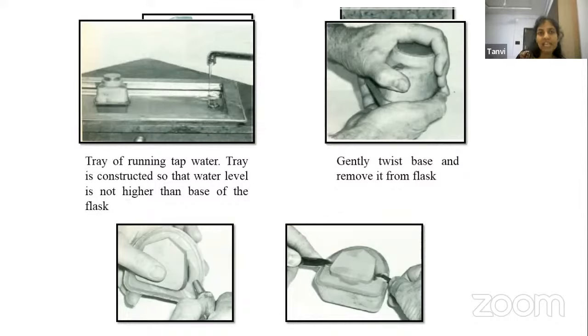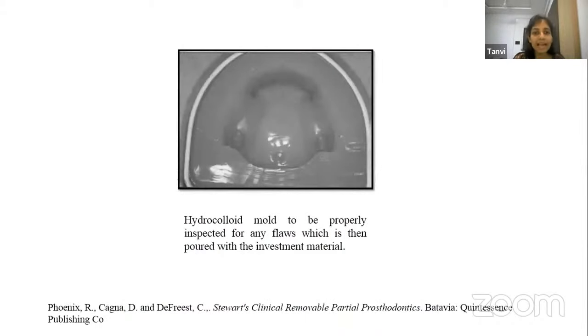After the sol has been converted to gel, to get the mold, gently use the base and remove it from the flask. Air can be projected inside to allow easy removal of the cast from the mold. And what you get at the end is the properly developed mold in which you can now pour the investment material, which is basically the refractory material, to produce the refractory cast. On this refractory cast, the framework will be constructed.